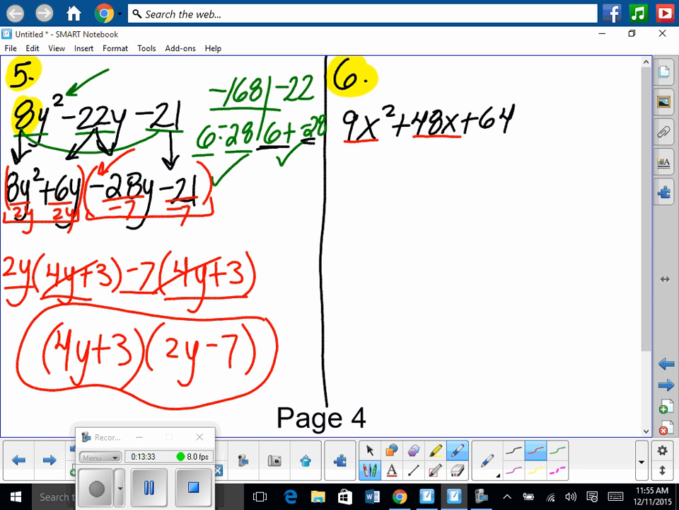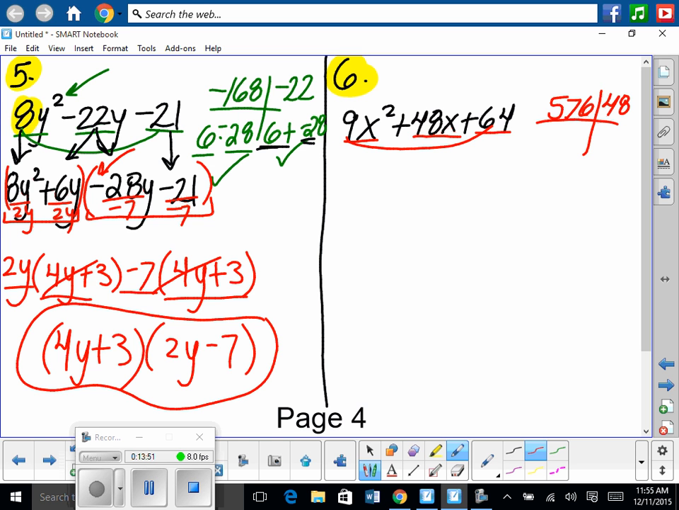There's nothing in common in the beginning that could factor out. So I do what multiplies to be a times c. So 576 and adds up to be b, positive 48. So I listed out a bunch of factors. This one took quite a while.